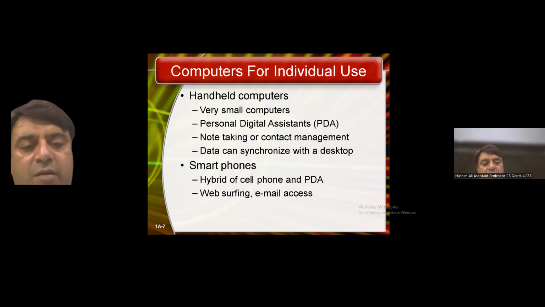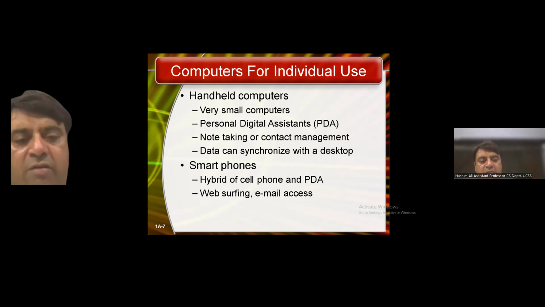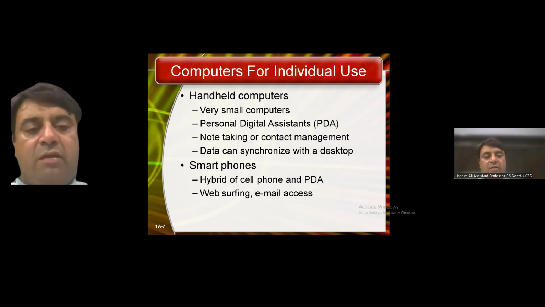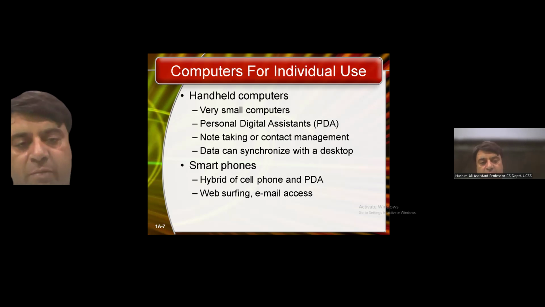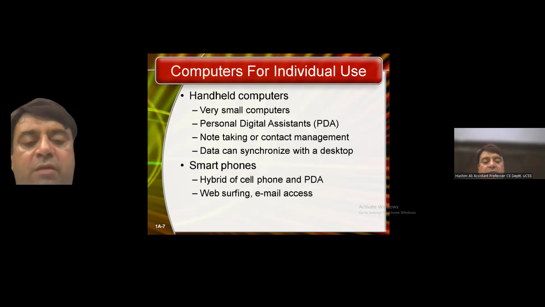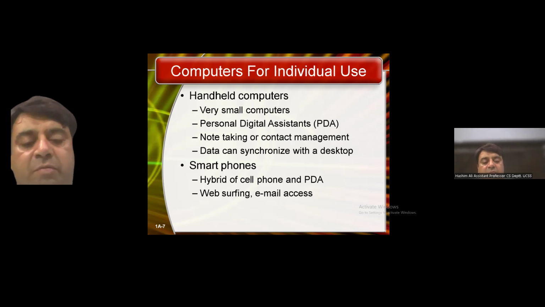Then we have handheld computers, which we can carry in our hands. Very small computers, normally we call them personal digital assistants, and they are only used for note taking and contact management. Later they can be synchronized with a desktop computer to transfer information from handheld computers to the main computer, the desktop. Then we have smartphones. They are a hybrid combination of the cell phone along with the PDA. So they include web surfing and email access, along with the storage of contact management or note taking.